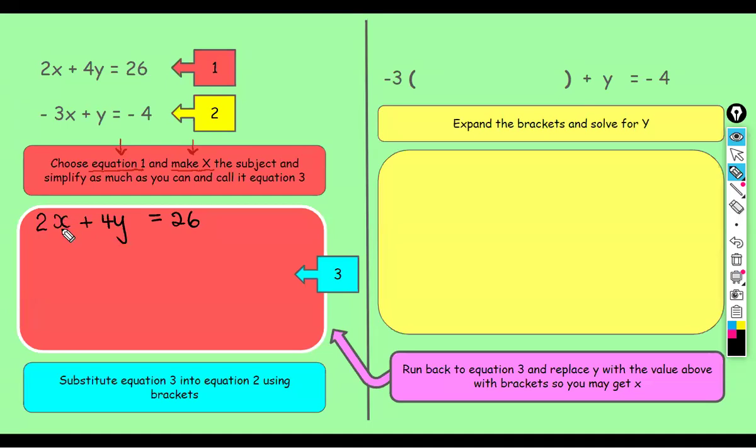I haven't changed a single thing. I'm going to make x the subject, which means I want x on one side and everyone else on the other side. So I grab the positive 4y and I throw him across on the other side. In maths, when you throw something across, one thing, only one thing will become the opposite. In this case here, the positive 4y becomes minus 4y.